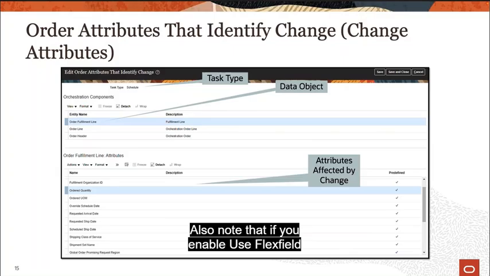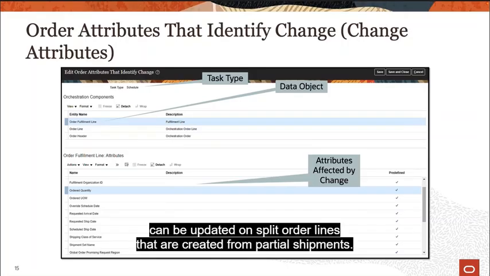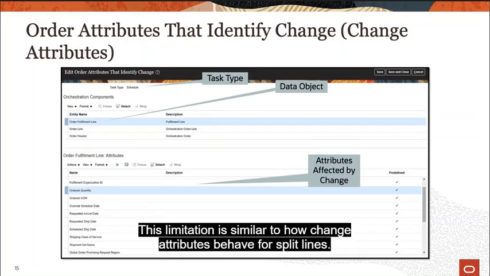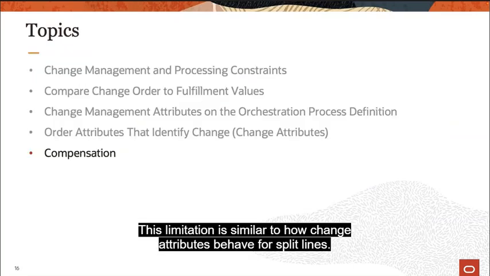Also note that if you enable Use FlexField Attributes on the orchestration process, extensible FlexFields can't be updated on split order lines that are created from partial shipments. This limitation is similar to how change attributes behave for split lines.